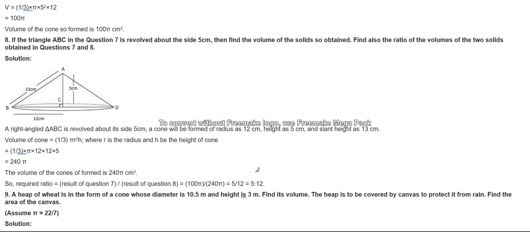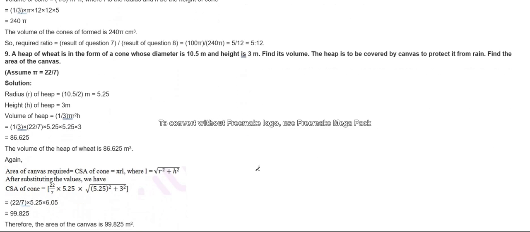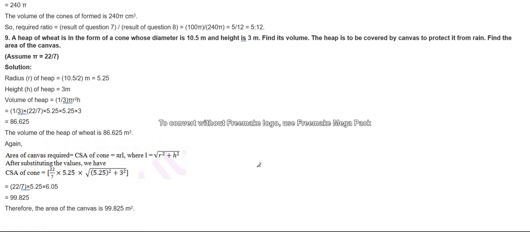Now our last question, I think this is the last question of our exercise. Question number 9 is, a heap of wheat is in the form of a cone whose diameter is 10.5 meters and height is 3 meters. Find its volume. The heap is to be covered by canvas to protect it from rain. Find the area of the canvas.